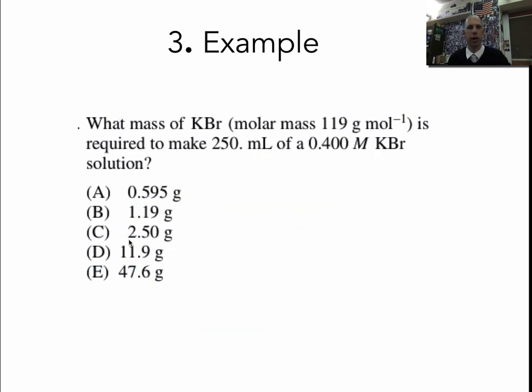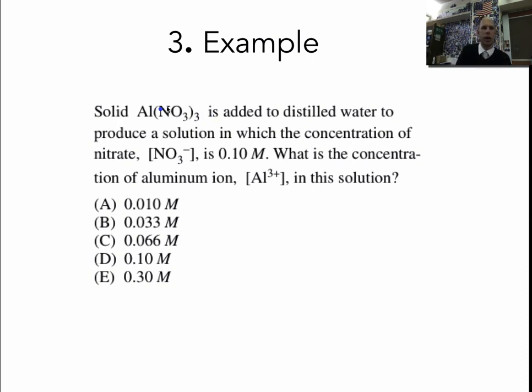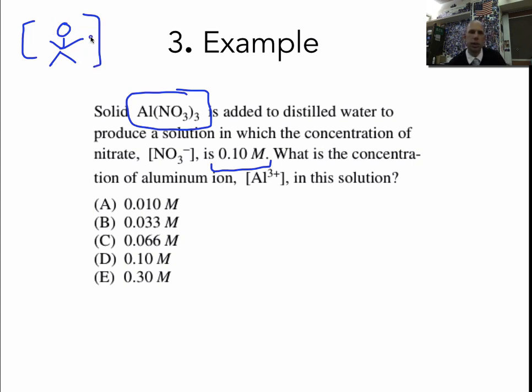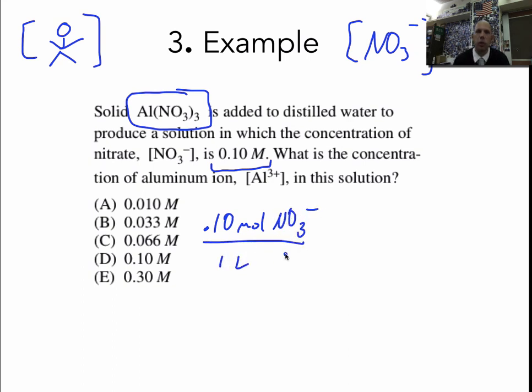Let's look at a different variation of a problem. Here they say we have solid aluminum nitrate, and it's added to water. And they say that we end up with a concentration of NO3-, which is 0.10. And by the way, when you see things in concentration or in brackets, I mean the concentration of that thing. So bracket NO3- means just the concentration or molarity of NO3-. So let's redefine this. 0.10 moles of NO3- per every 1 liter of total solution. But they want to know the concentration of the aluminum ions.